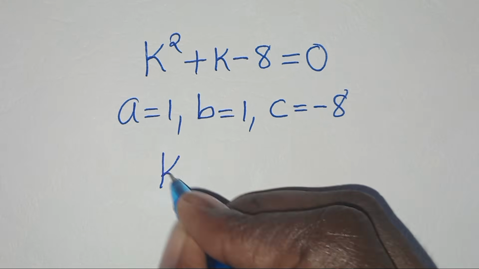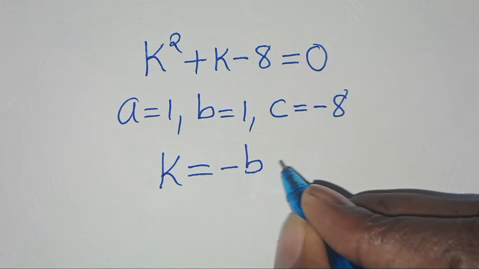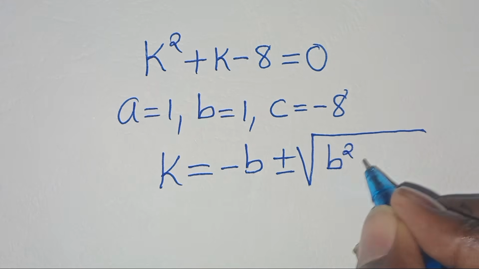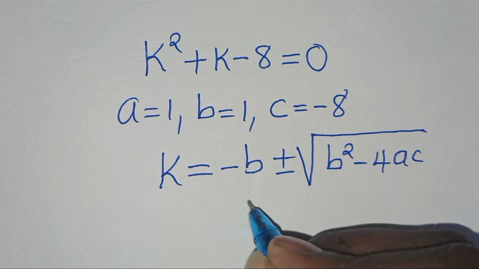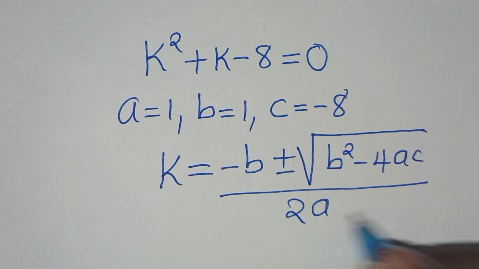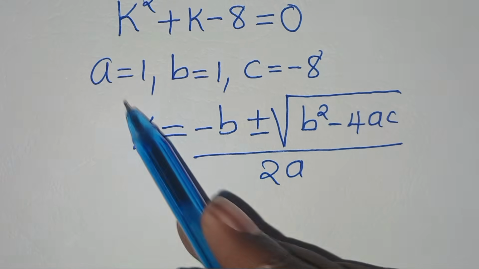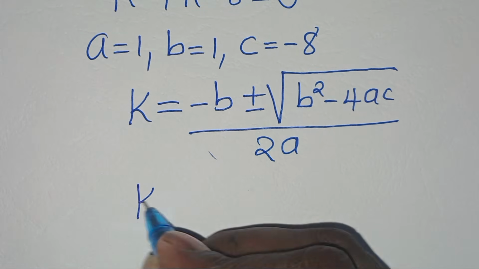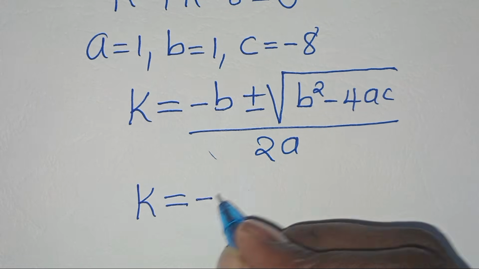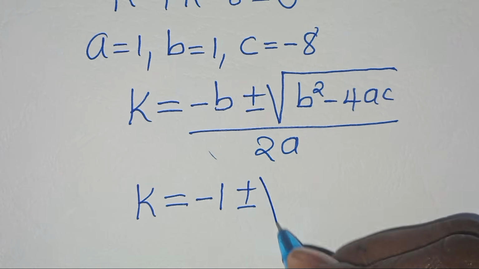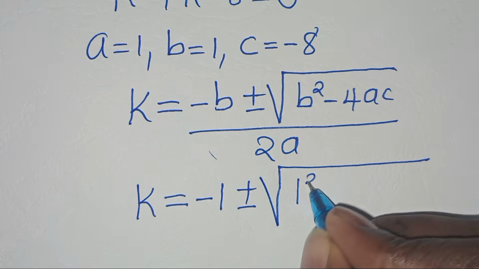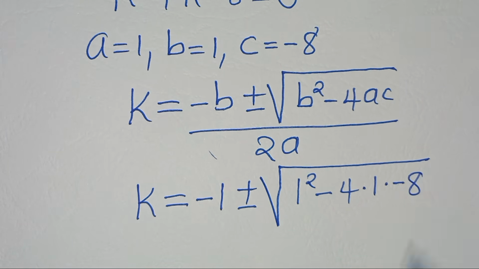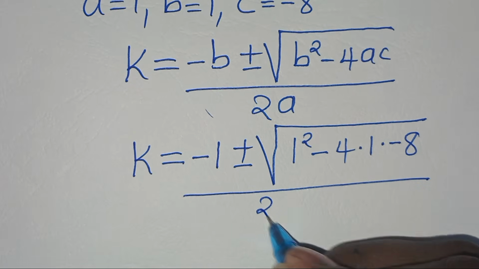Now we can solve for the value of k by introducing the quadratic formula, which is negative b plus or minus the square root of b squared subtract 4ac, divided by 2 multiplied by a. So let's substitute the values of a, b, and c in this formula, so that k is equal to -1 plus or minus the square root of 1 squared minus 4 times a, which is 1, times c, which is -8, divided by 2 times 1.